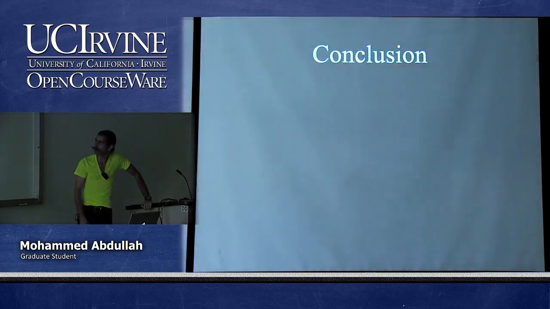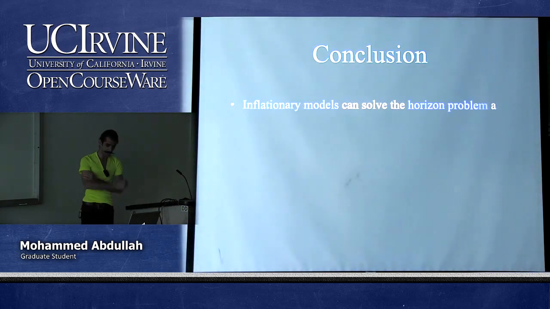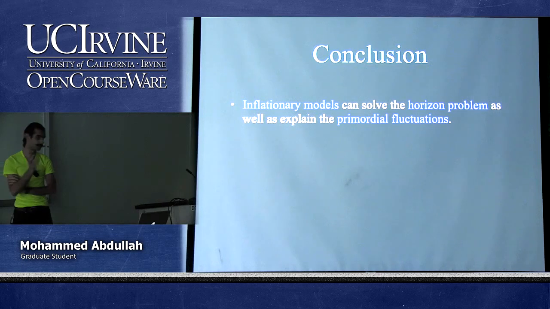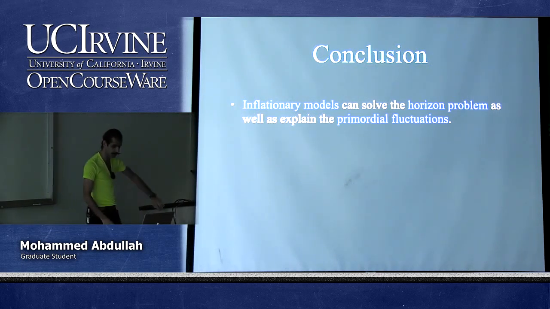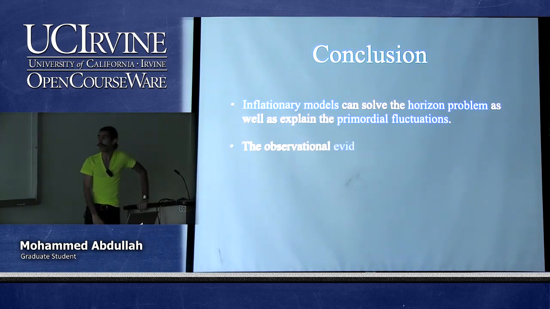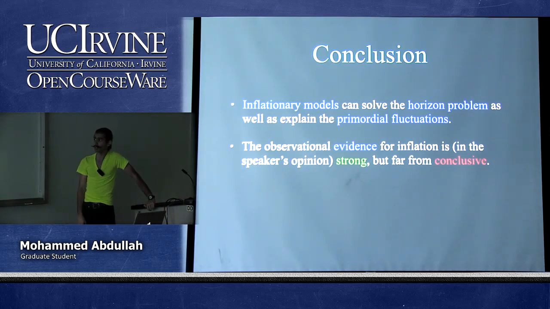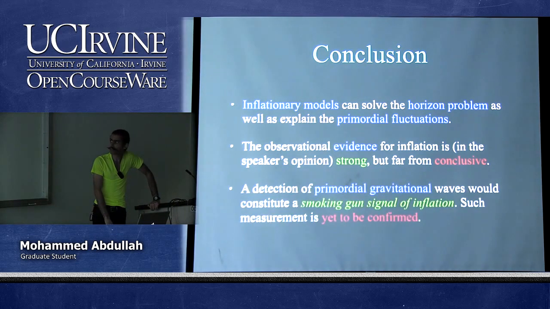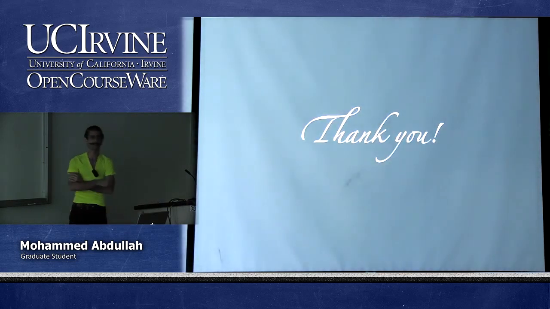So to conclude, inflation can solve the horizon problem and at the same time tell you where the perturbations are coming from. In my opinion, there's strong evidence for inflation, but it's nowhere near conclusive. If we find gravitational waves from inflation, that would be a smoking gun, but we're yet to find whether those things exist or not. Thank you for your attention.